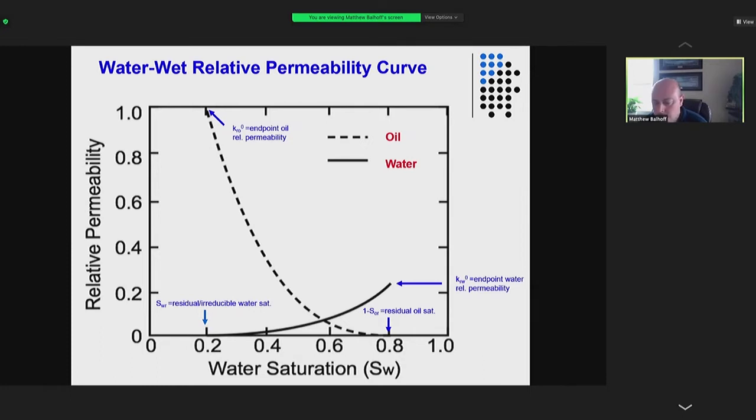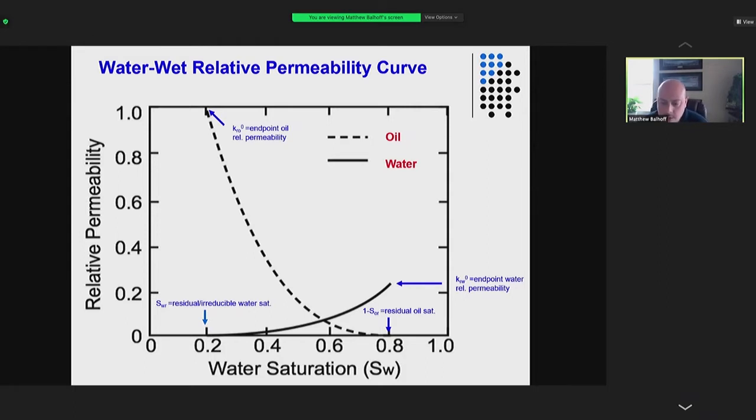That number, when you get to the residual oil saturation, or SW is equal to 1 minus SOR, you will reach an endpoint relative permeability of water, which is the KRW naught that I have written there. That number for a water wet medium is always going to be significantly less than one. And that's because even though the water saturation is quite high, it is occupying the smallest pores and the least permeable pores.